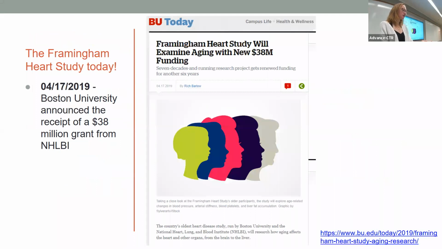Something interesting that I found just a week ago today: Boston University, who partners with the Framingham Heart Study, just received a $38 million grant to continue this 71-year longitudinal study. So it's really a testament to a good research design, and they had the infrastructure set up to continue this. Their data was well collected and stored, and now they can continue to use this data and continue to collect more data going forward.